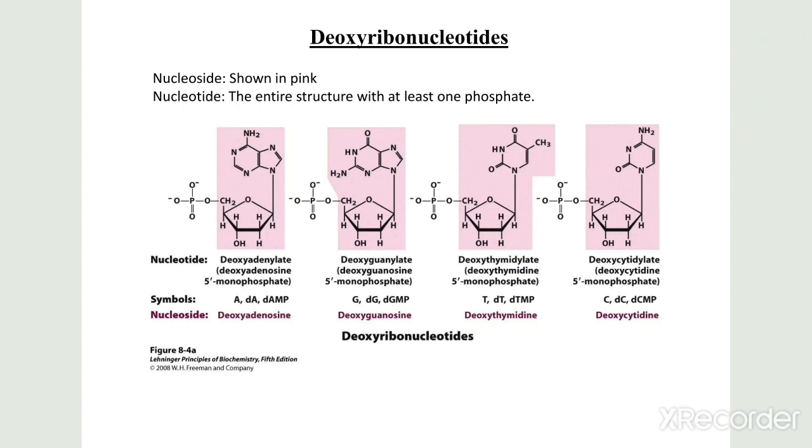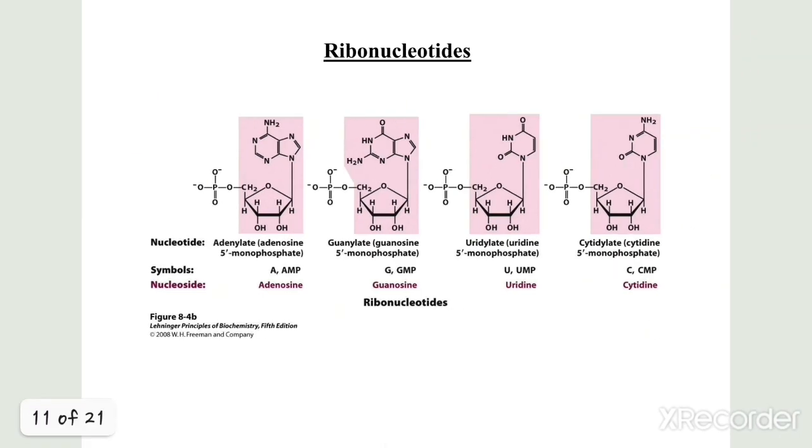Why is it called a deoxyribonucleotide? Because in the sugar group present here, at carbon number 2, oxygen is not present. That means deoxyribose. This is called deoxyribose sugar. Similarly, these are the ribonucleotides, same as the previous slide, but the only difference is that the sugar used here is ribose sugar and oxygen is present at carbon number 2 of this sugar.